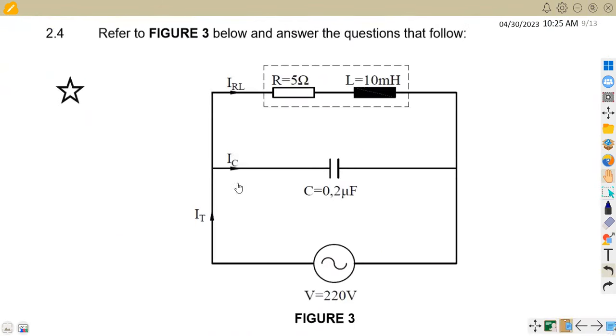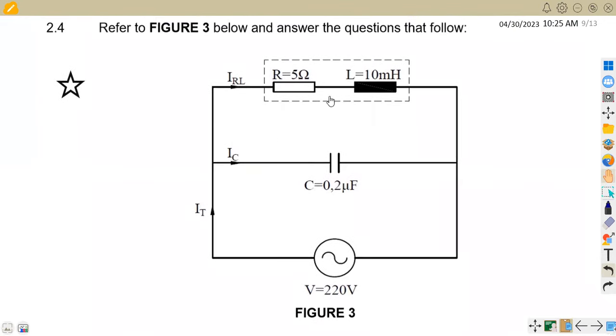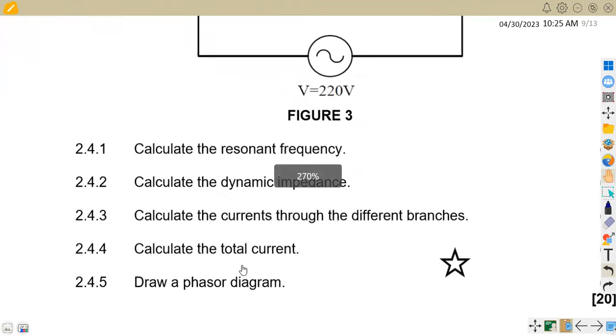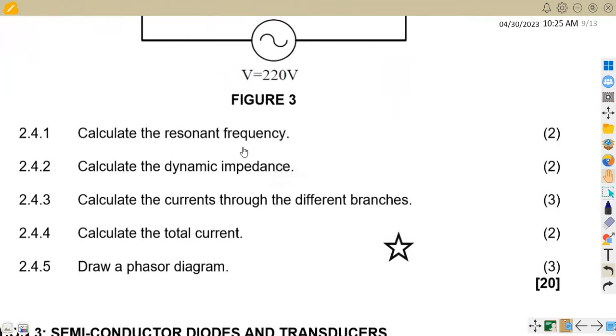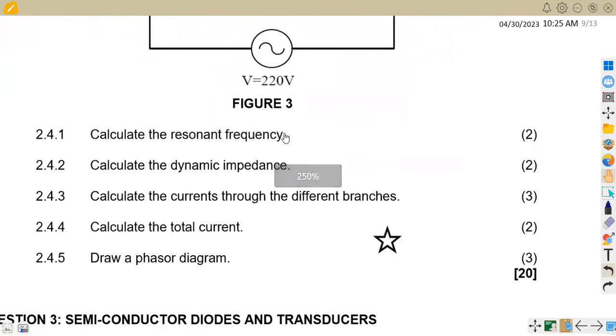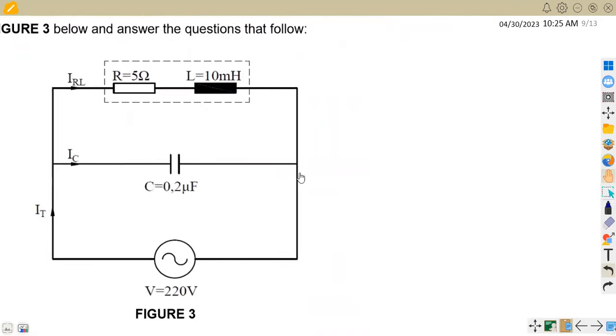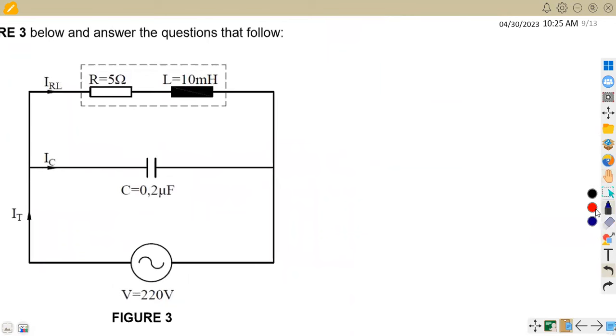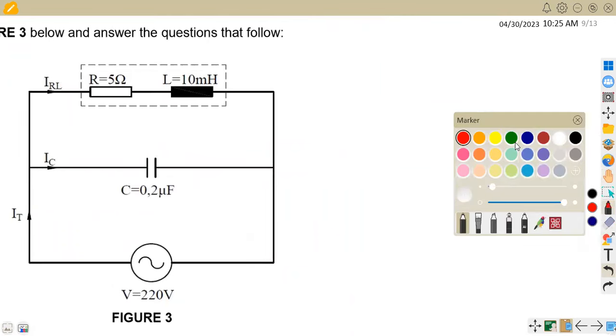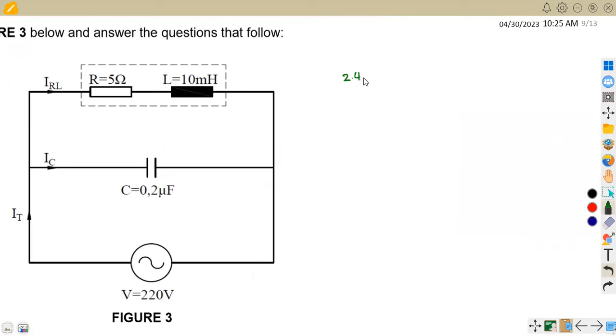All right, on number 2.4, we are given now on AC theory. We have got a parallel circuit, series and parallel, which is an LRC circuit. Like this one, we've got the resistance, inductance, capacitance, the voltage, and this is at resonance, because in the first part we are asked to calculate the resonant frequency, which means this is at resonance. Okay, so if it is at resonance, I actually talked about this type of equation before. So if you were watching our videos before, you can have this in mind. All right, so this is 2.41.